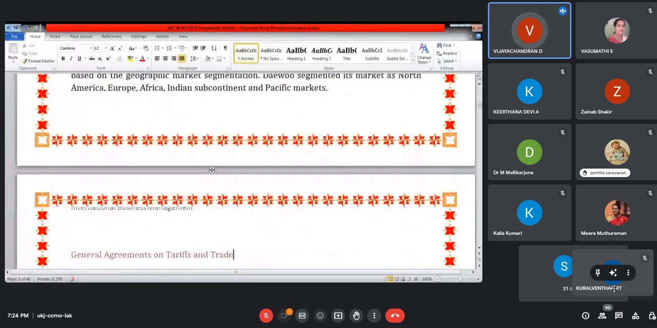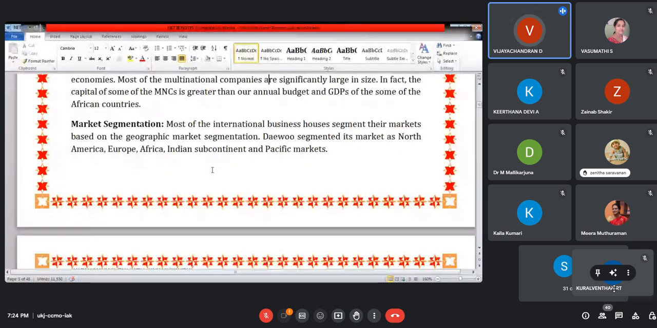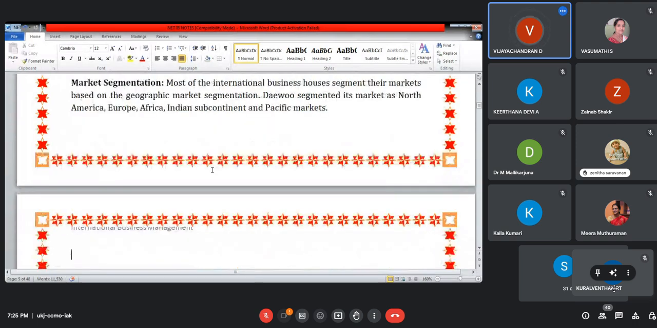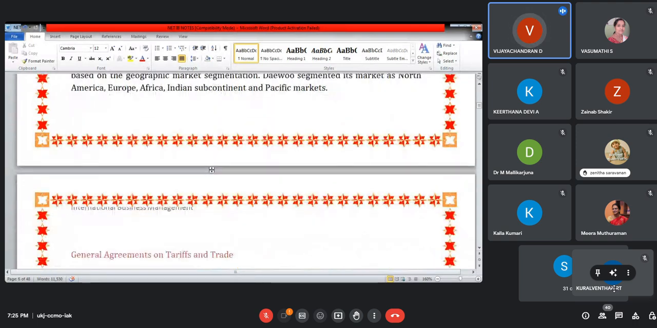Also, you have to segment the market. So what is market segmentation? As you know, it is grouping the market based on homogeneity. Based on similarity, you are dividing the market into groups. That is known as market segmentation. These are all the things you have to do before going for international trade.